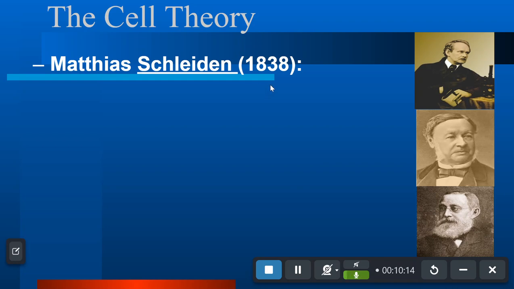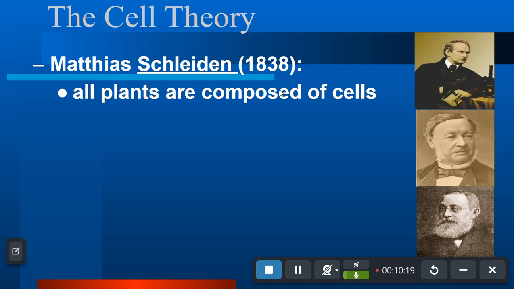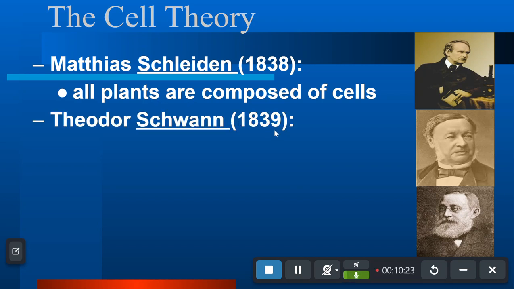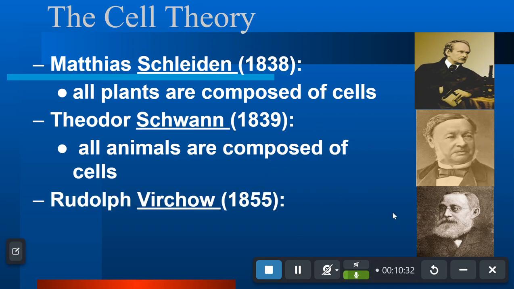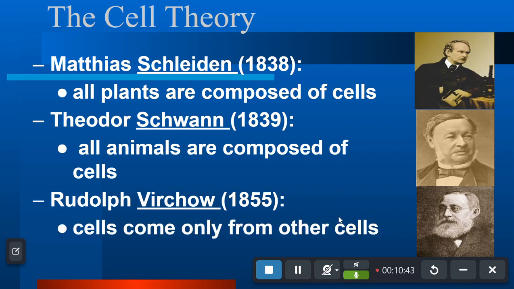And about 150 years later, we have Schleiden in 1838. And he sees that all plants are composed of cells. And nearly at the same time, in 1839, Schwann decides that all animals must be composed of cells. So we've got Schleiden and Schwann. And then finally, we have Virchow. Just a little bit later, 1855, he sees cells divide and go from being 1 to 2 cells. And so he says cells can only come from other cells.